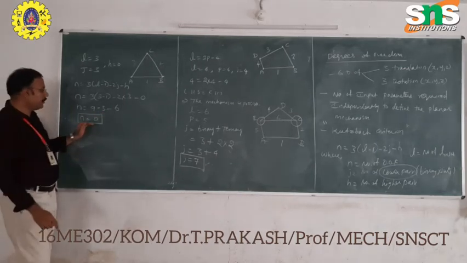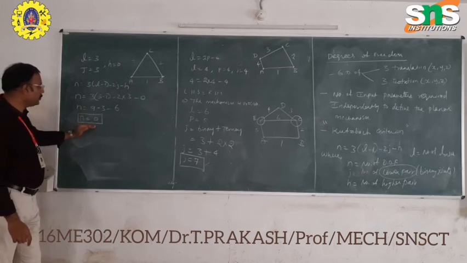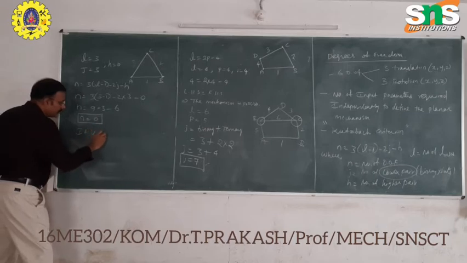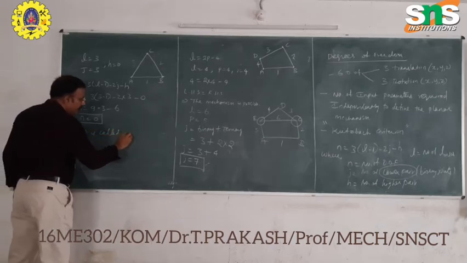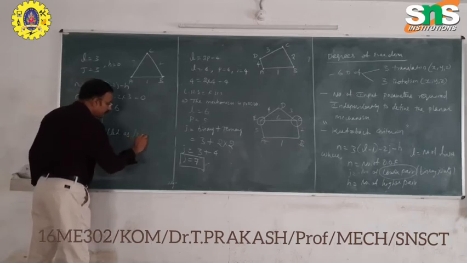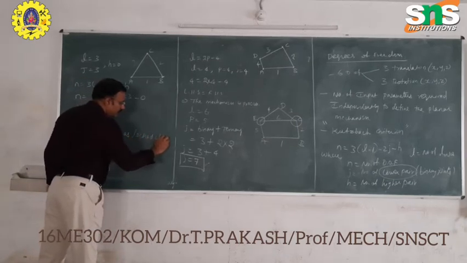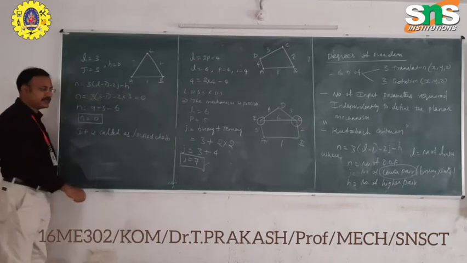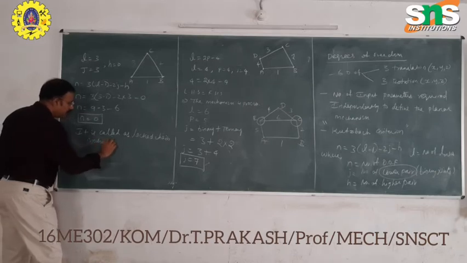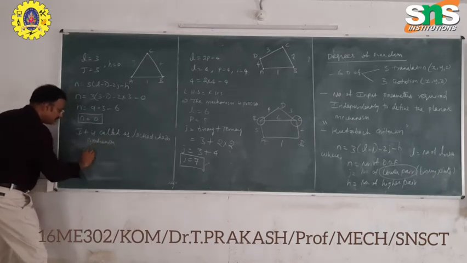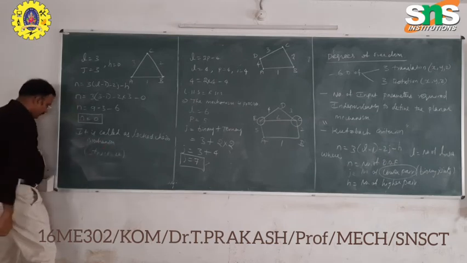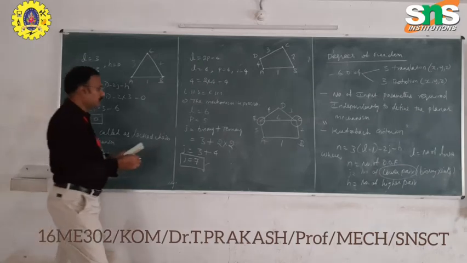When you find the degree of freedom n equal to 0, it is called, as we already discussed, a locked chain. The mechanism is called a locked chain mechanism. This is very important: it is called a structure. We already discussed the structure. In the same way, n equal to 0 is also called a structure.